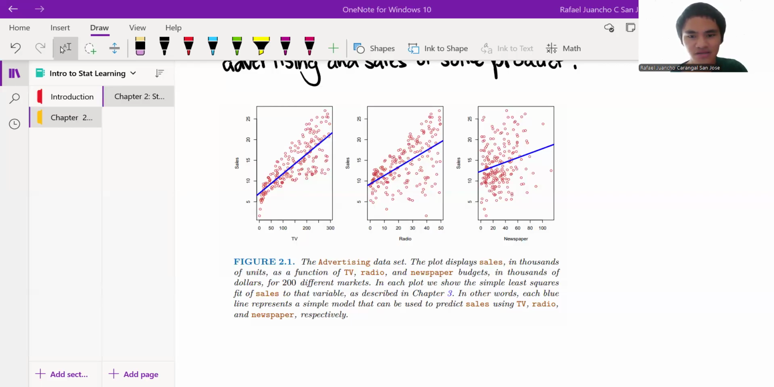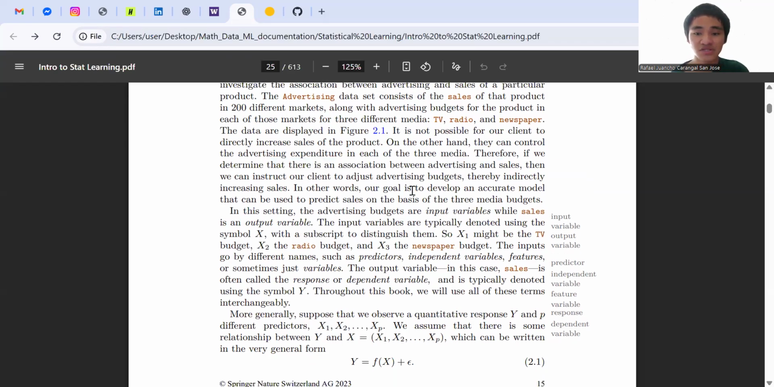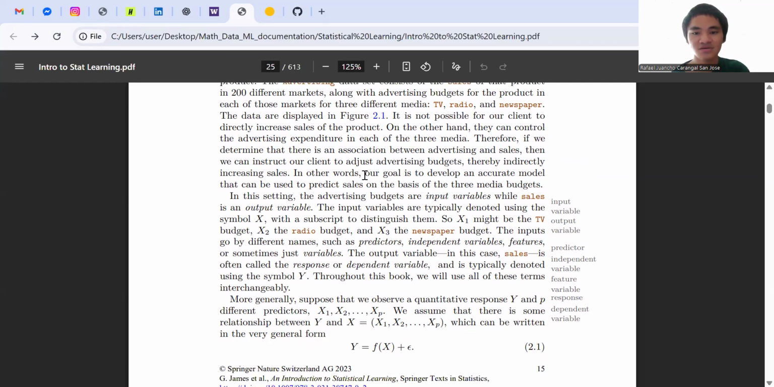Wait, let me go back here. Okay, let me just go back here. Yes. So therefore, if we determine that there is some association between advertising and sales, we can then instruct our client to adjust the budgets, right? Which indirectly increase sales. So in other words, our goal is to develop an accurate model that can be used to predict sales based on the three media budgets.